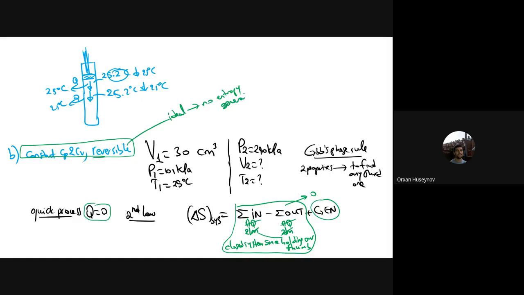So if there is no entropy generation, then this term will also be 0. Okay, so the change of entropy of the system becomes 0. So let me add it here: the change of entropy of the system. When I say system, it is the handheld bike pump.